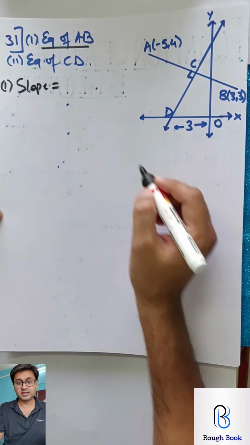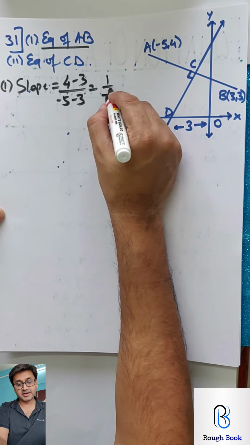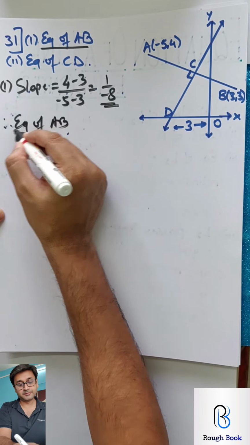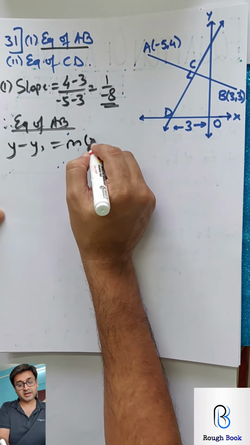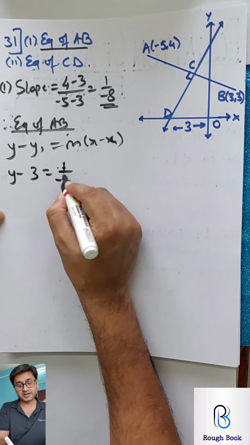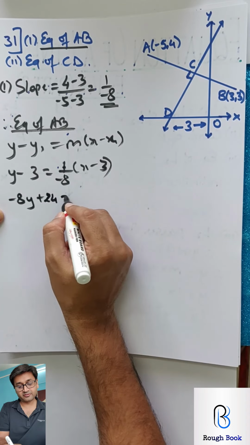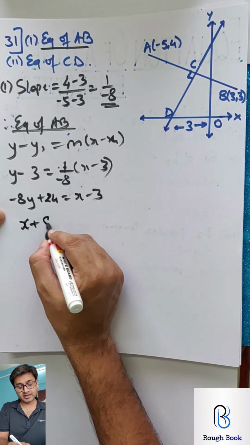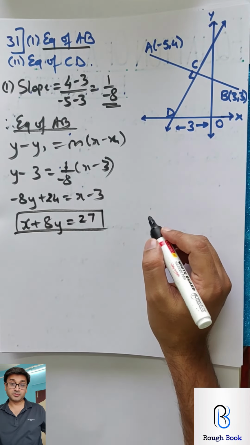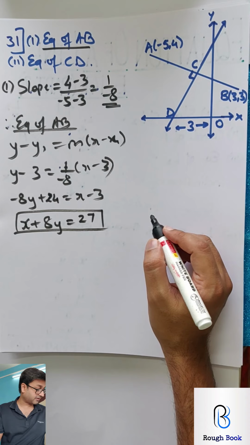So slope is equal to (4 minus 3) over (minus 5 minus 3). So 1 by minus 8, since 5 plus 3 is 8, so 1 by minus 8. Therefore equation of AB: y minus y1 equals m times (x minus x1). So y1 I am taking 3, slope is 1 by negative 8, x1 also is 3. So minus 8 times (y minus 3) equals (x minus 3), so x plus 8y is equal to 27. How many finished with me and how many got it the same? If we got it the same, we are correct. If we did not get it the same, that means I must have done it wrong.